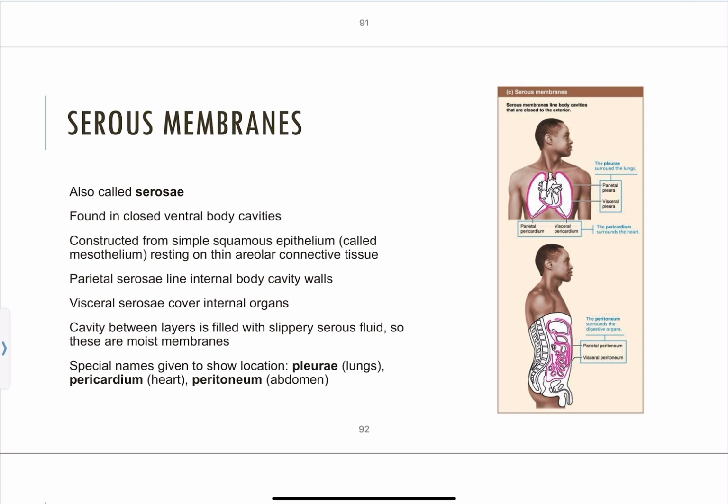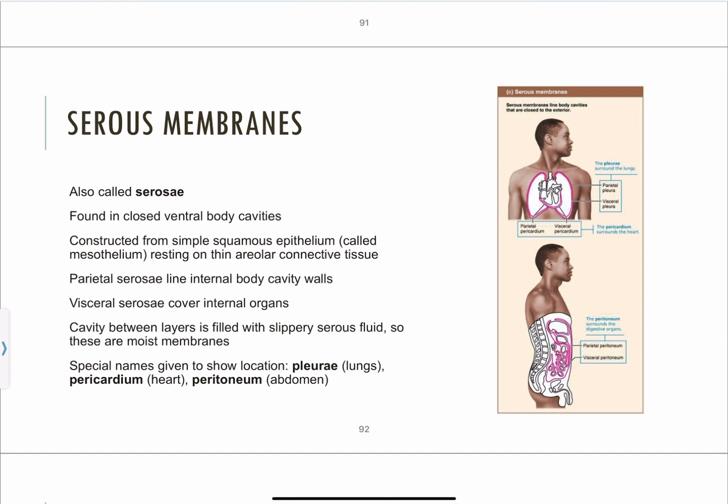So we can name these based off of the location of which cavity. So if we're talking about the lungs, we refer to it as pleura. If we talk about the heart, we're talking about the pericardium. If we're talking about our abdomen or abdominopelvic region, that's going to be the peritoneum. So we can have a parietal pleura, so that would be a membrane that's lining the thoracic cavity, or we can have a visceral pleura, that would be the membrane that's actually covering the lungs themselves.